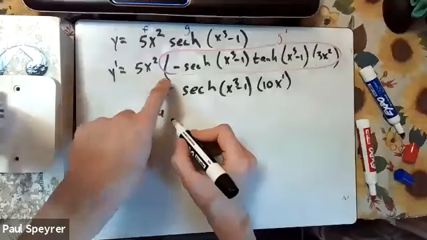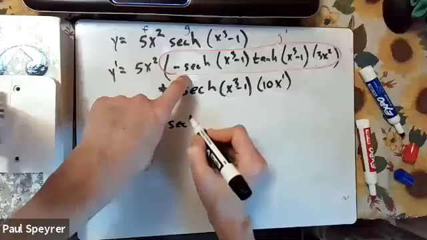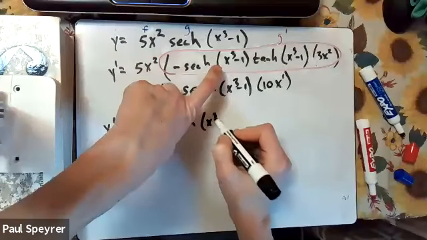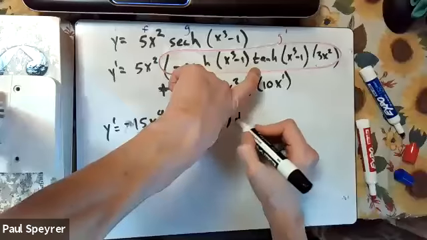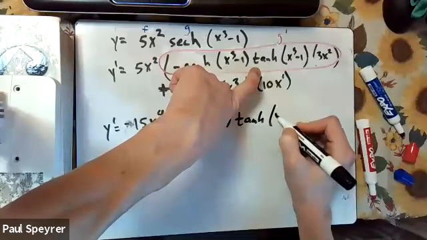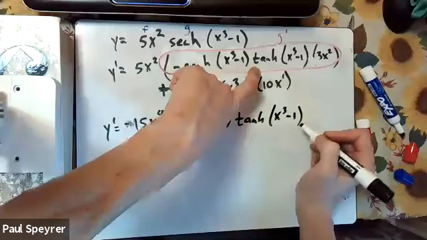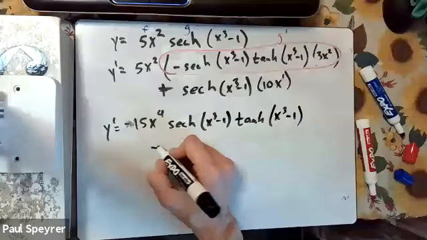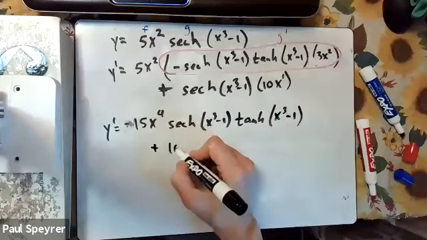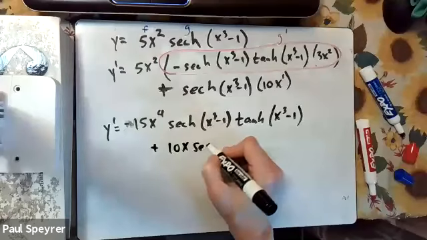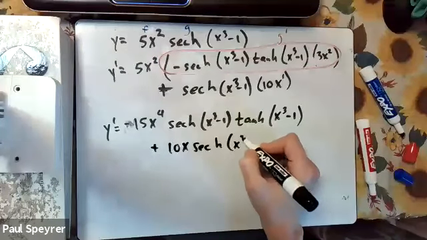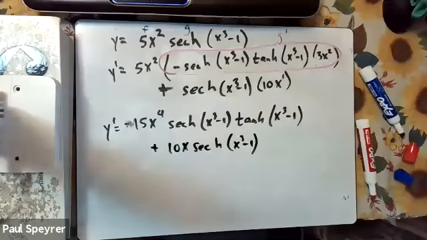And then we're left with hyperbolic secant of x cubed minus 1, and then hyperbolic tangent of x cubed minus 1 plus 10x hyperbolic secant of x cubed minus 1. So when you're working these, remember, take your time with it, right?